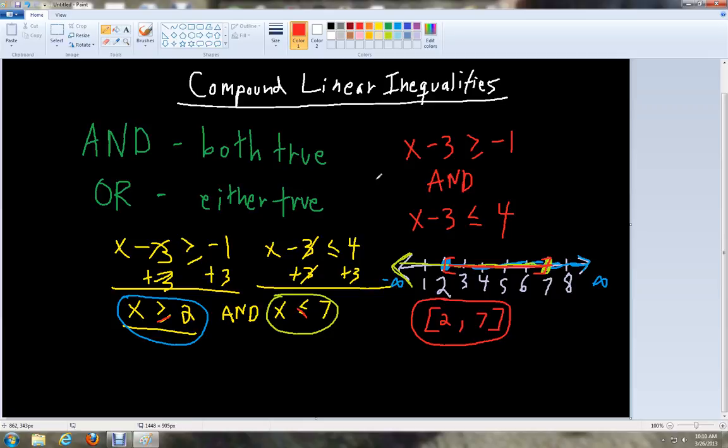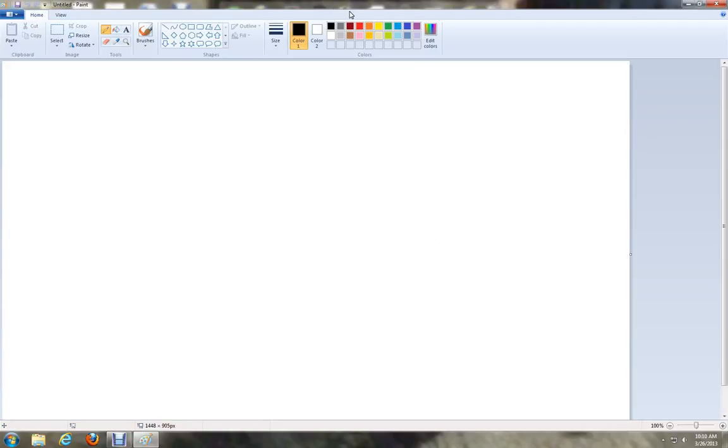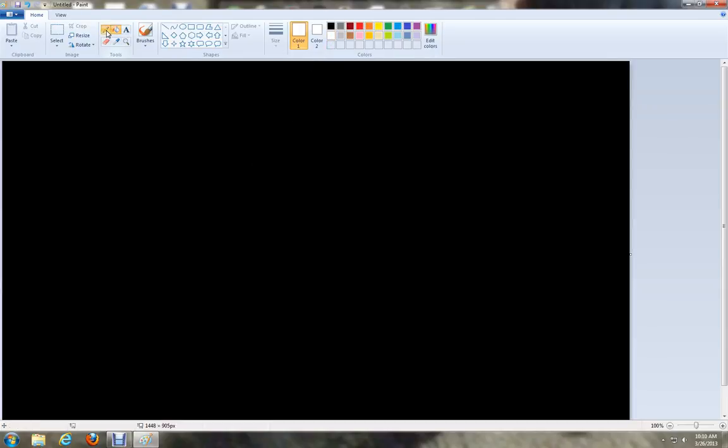Okay, so now we'll do a new board here for our next problem. Let's try this next one here. This one is, we'll say, y plus 2 is greater than 0. And then we have or, so we're using the conjunction or, y minus 5 is less than negative 12. So this time we're using or, so this is a little bit different.